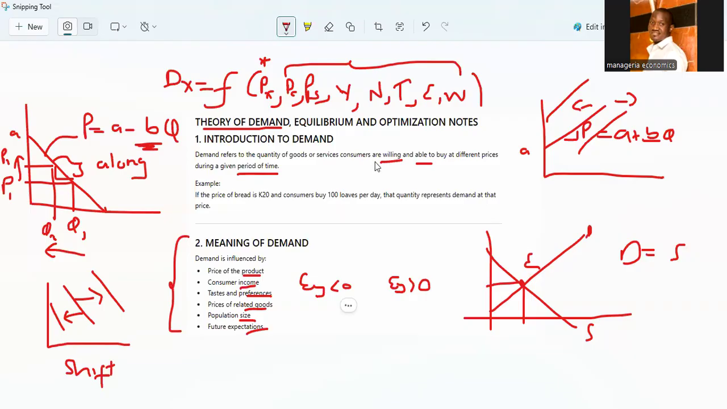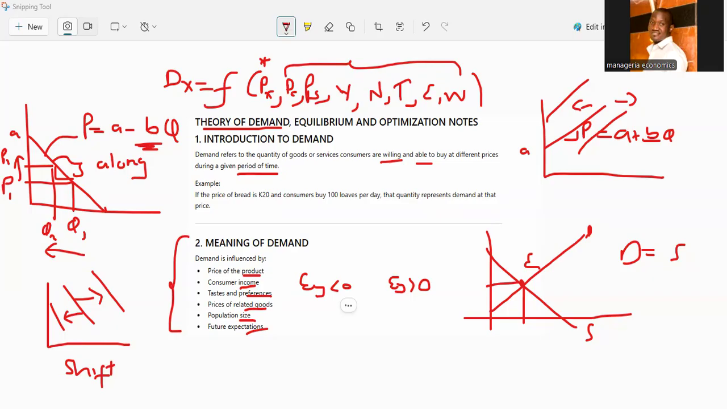So equilibrium is simply a point where demand is equal to supply. So now we need to learn how to sketch these equations. Are we together? We need to learn how to sketch these equations. If I'm a little fast, you tell me so that I can go back a bit for your understanding. So now we want to look at how to sketch these particular equations.